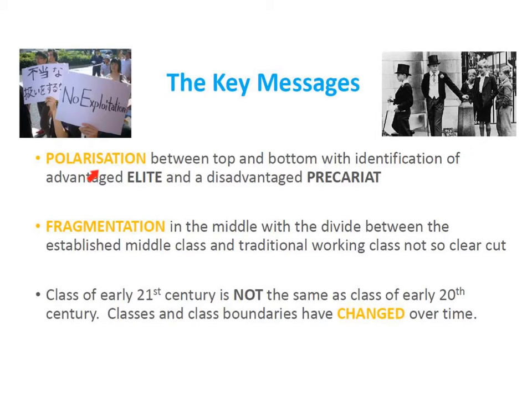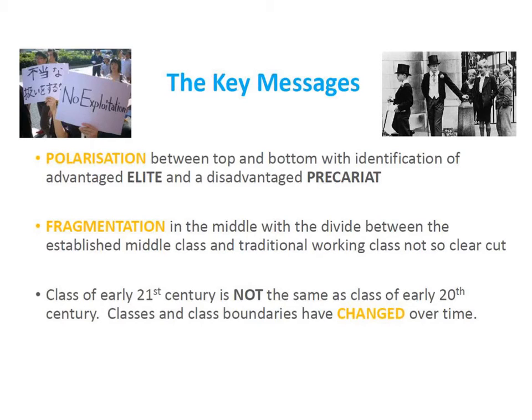So there are huge gaps in economic, social and cultural capital if we compare the very top social class, what is referred to as the elite in this particular model, and the precariat, who we'll talk about in a moment, who are the social class at the bottom of this particular model. Now, in between these two extremes, things are a lot less clear-cut, according to Mike Savage and his colleagues. So we see a lot of fragmentation in the middle, a lot of fluidity, with the divide between the established middle class and the traditional working class not as clear-cut as was traditionally believed to be the case.